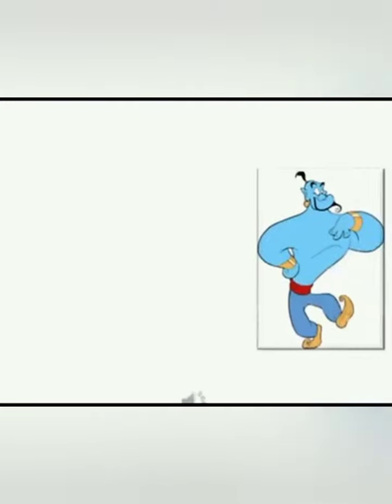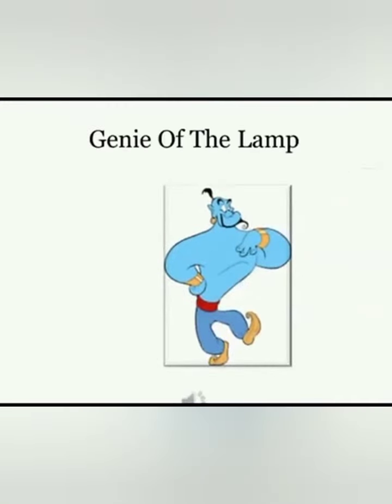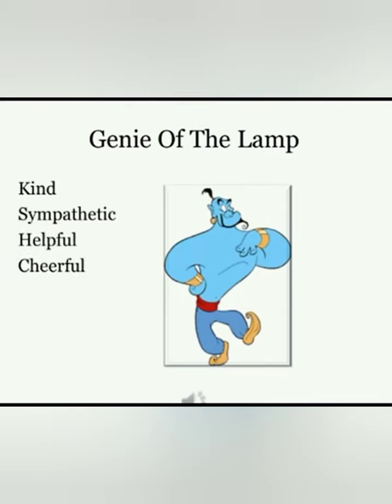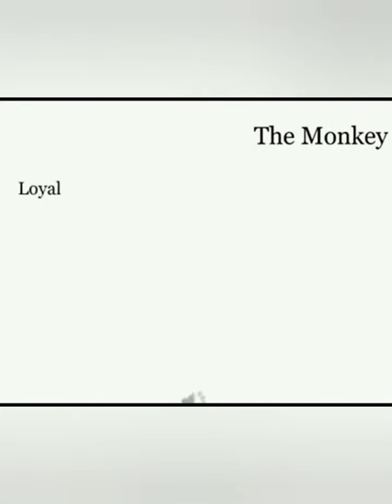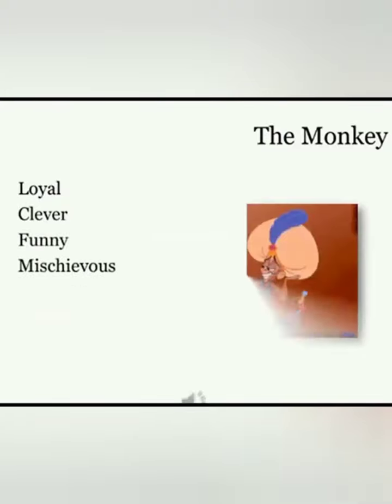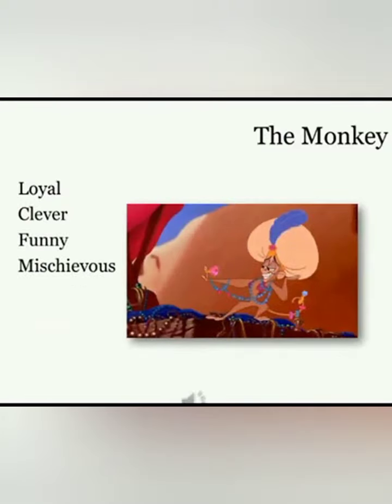And then there is Genie. We enjoy Genie's character because he's kind, he's sympathetic, he's helpful, he saves Aladdin's life many times, he's very cheerful, he's funny and humorous as well. We enjoy this character very much. Then there is the monkey, Abu. He's very loyal to his master Aladdin, and he's very clever, he's funny and he's mischievous.